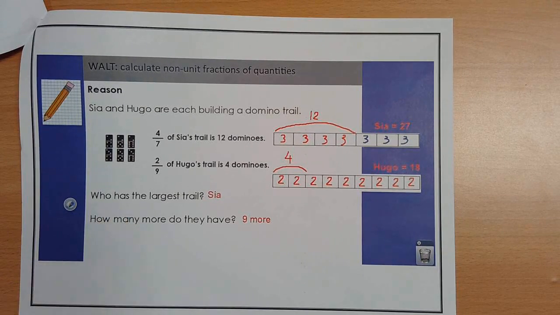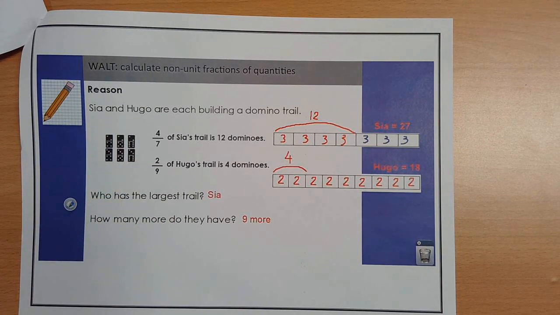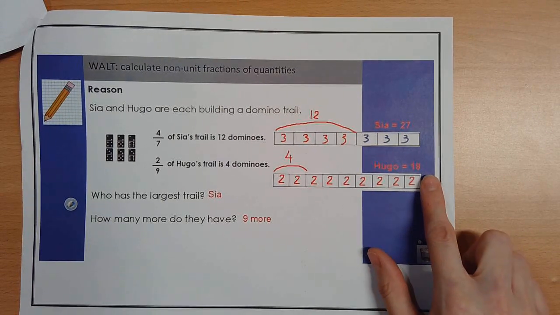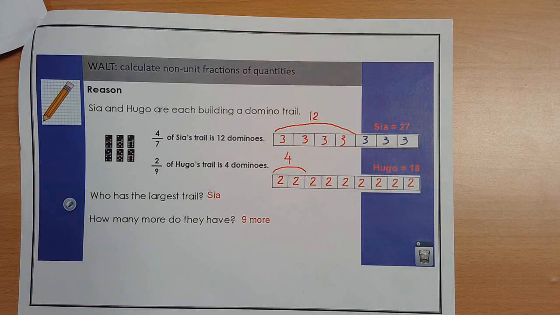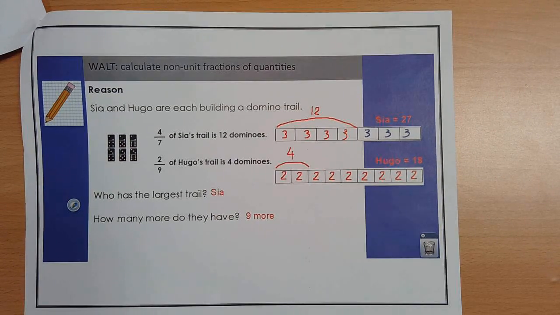Next one was 2/9 of Hugo's trail, okay? So the 2/9 he had on there was 18. So in total, Sia had more, and she had 9 more dominoes than Hugo.